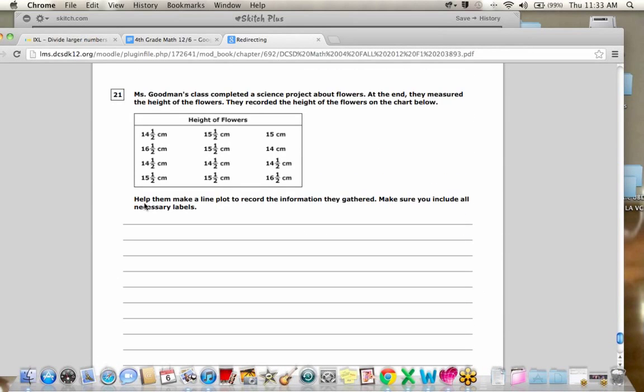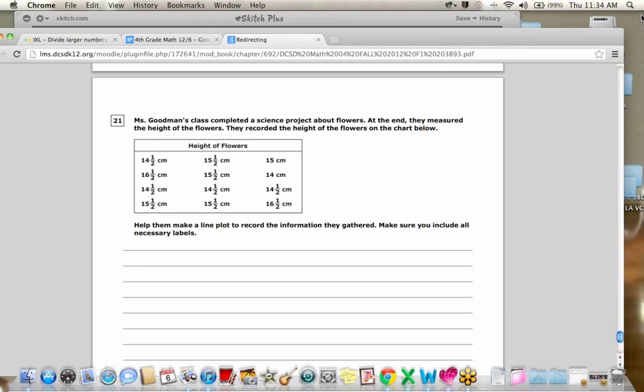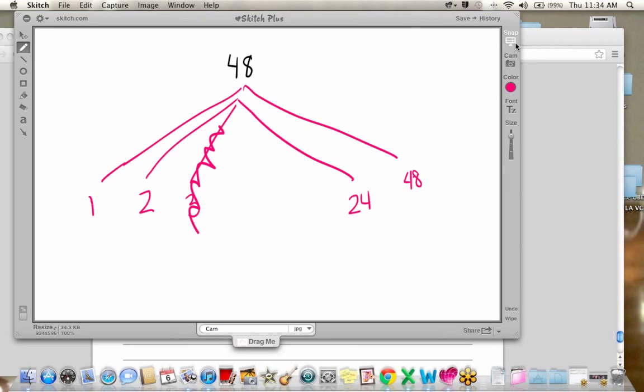Vero, read number 21. Miss Goodman's class completed a science project about flowers. At the end, they measured the height of the flowers. They recorded the height of the flowers on the chart below. Okay, so we have to make a line plot.